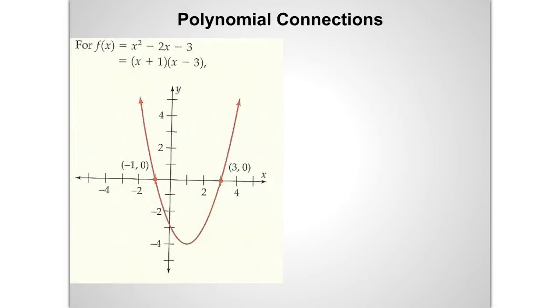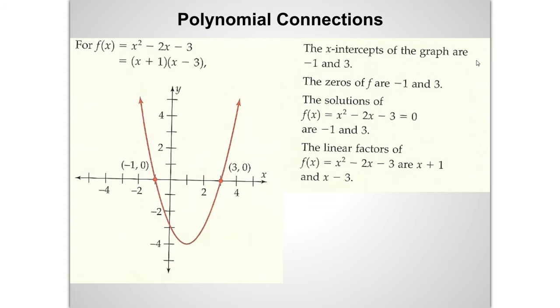And to illustrate that, here is a quadratic function that's graphed. It's been factored. You can clearly see the x-intercepts are -1 and 3. So what else can we conclude? Well, because the x-intercepts of the graph are -1 and 3, the zeros are -1 and 3. That's what the zeros of the function are. The solutions to this equation are -1 and 3 if you set the function rule equal to 0, and the factors of the function's rule are x plus 1 and x minus 3.